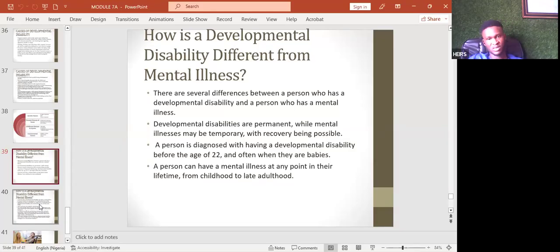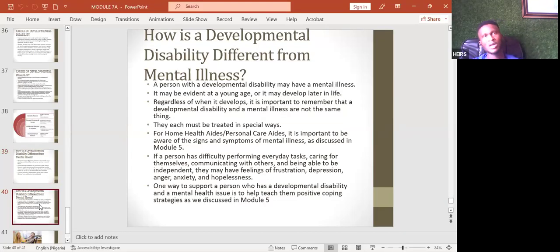A person is diagnosed with a developmental disability before the age of 22. I told us that it starts from infancy to age 18 and at most 22. And often it happens when they are babies. But a person with mental illness can have it at any point in their lifetime, from childhood to adulthood. A man of 50 can develop mental illness, 55, 40, 30, 20, even a child of 10. So mental illness can occur at any age, while developmental disabilities occur from infancy to age 18 and at most 22.